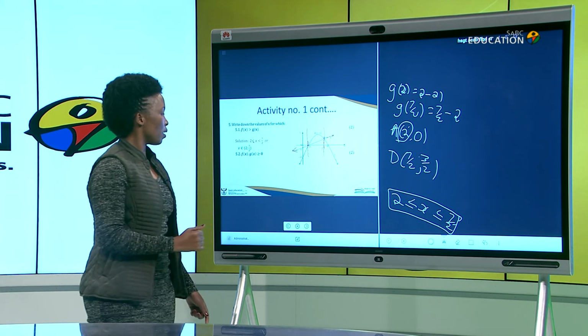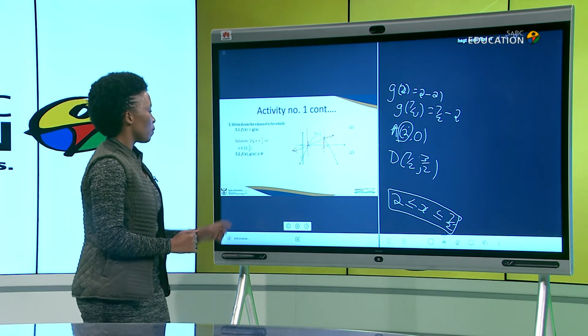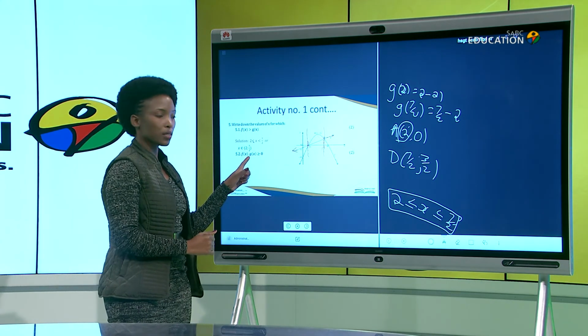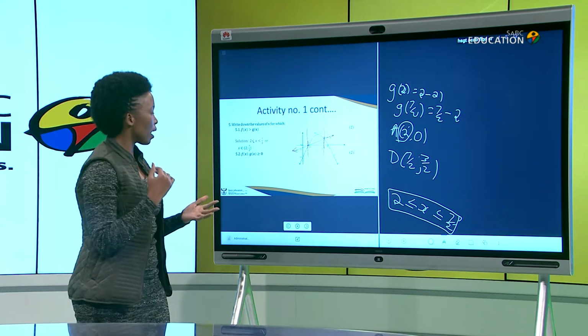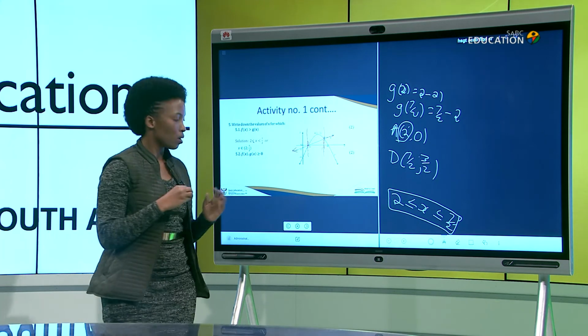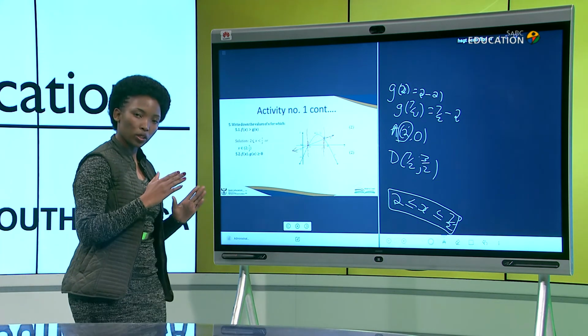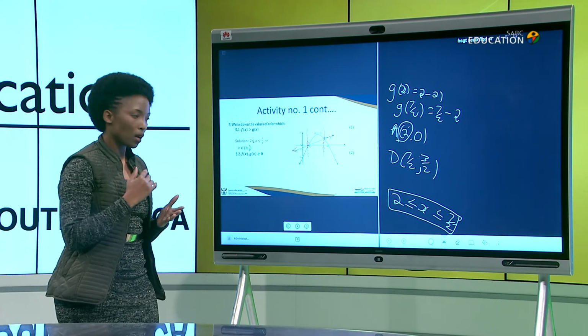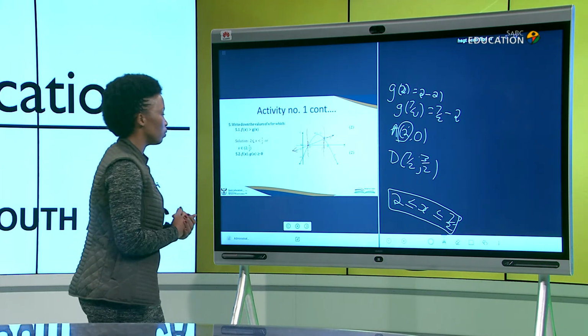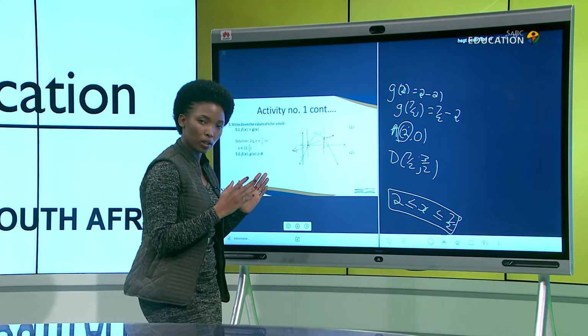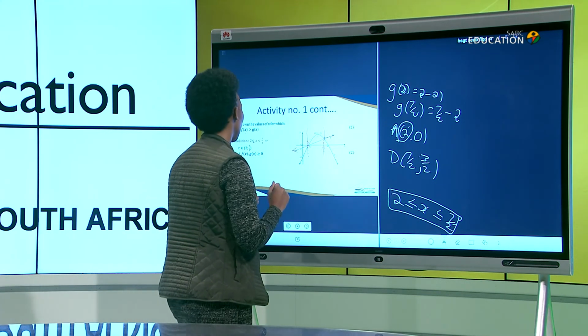Now, 5.2, f at x multiplied by g at x is greater than or equal to 0. So now, where I multiply the y values of f together with the y values of g, I must get any value which is equal to 0, or I must get any value which is positive. So now let's compare our graphs. Still we read from the left-hand side moving to the right-hand side.